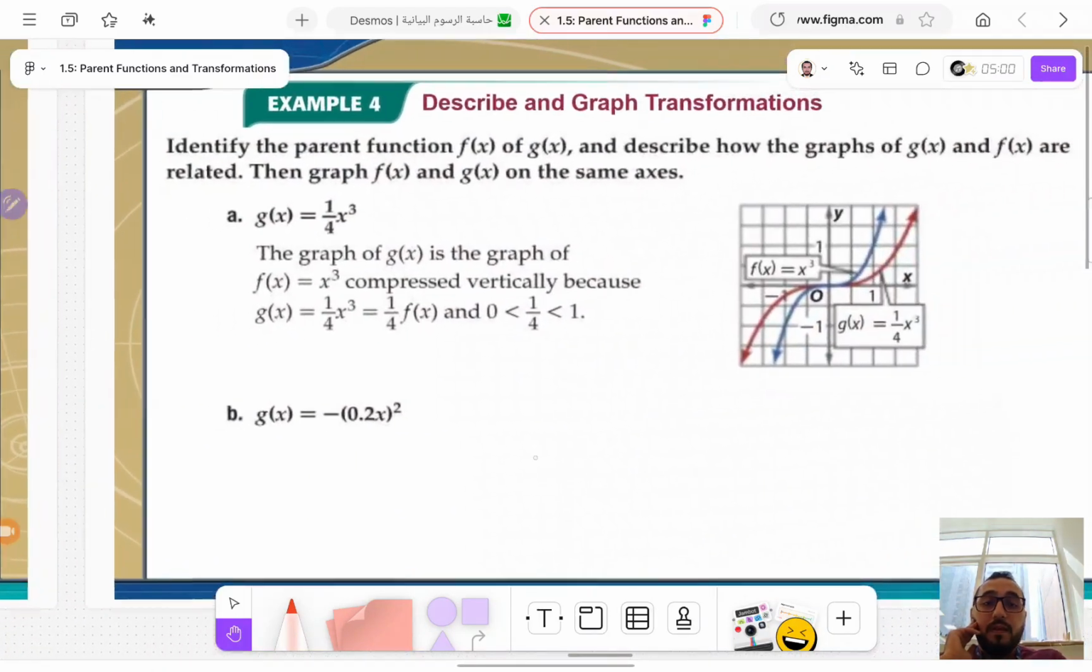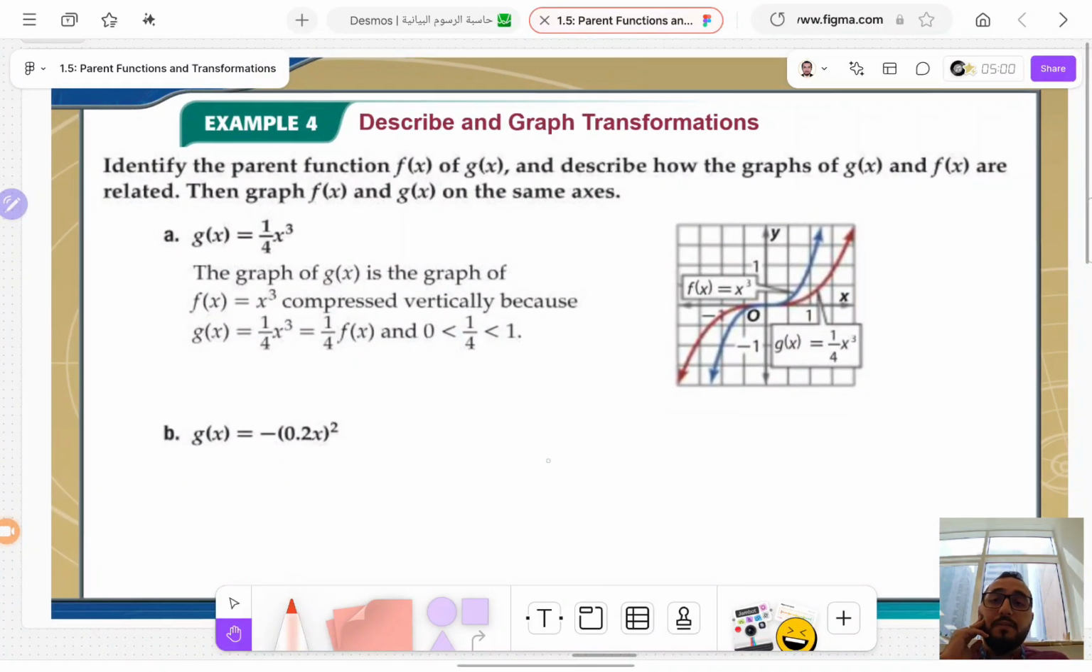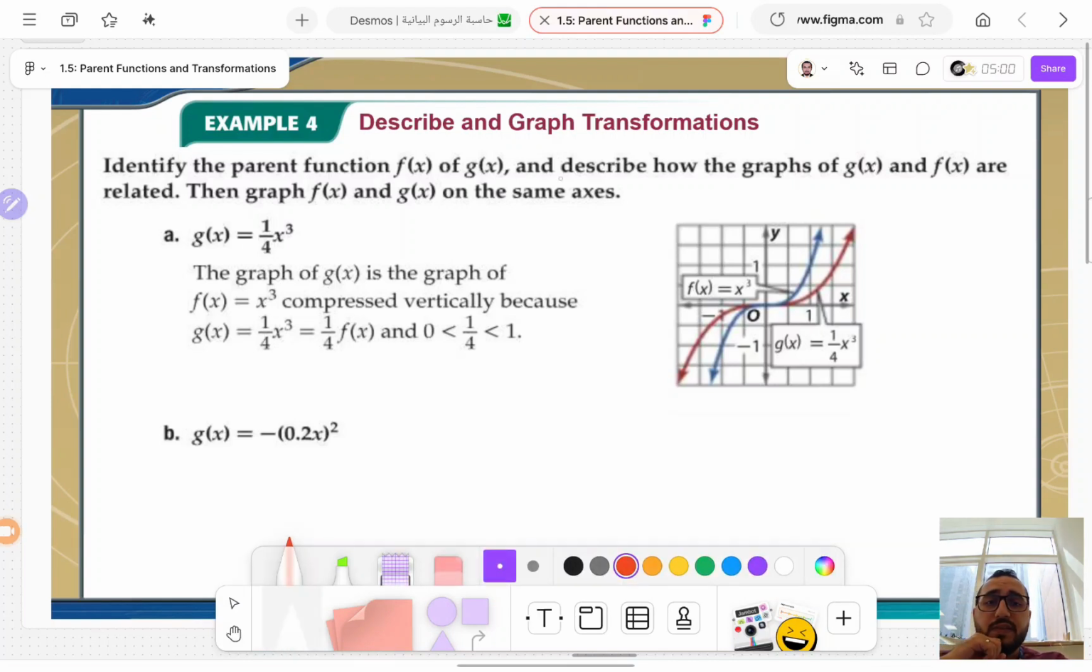Okay, now another type: describe the graph transformation. Let's identify the parent function of f of x and g of x, and describe how the graphs of g of x and f of x are related. Then graph f of x and g of x on the same axis. Now the graph of g of x is the graph of this one here.